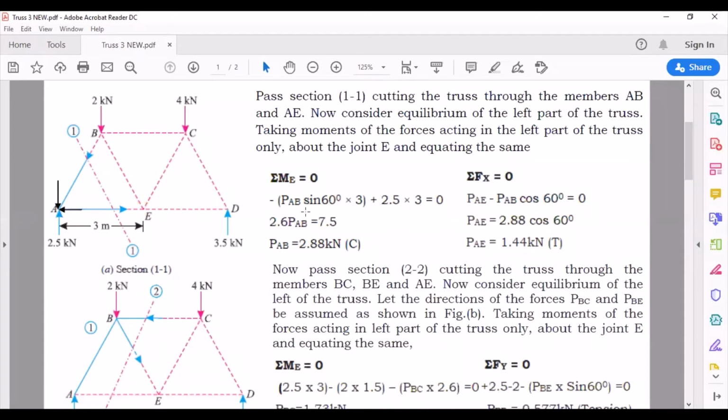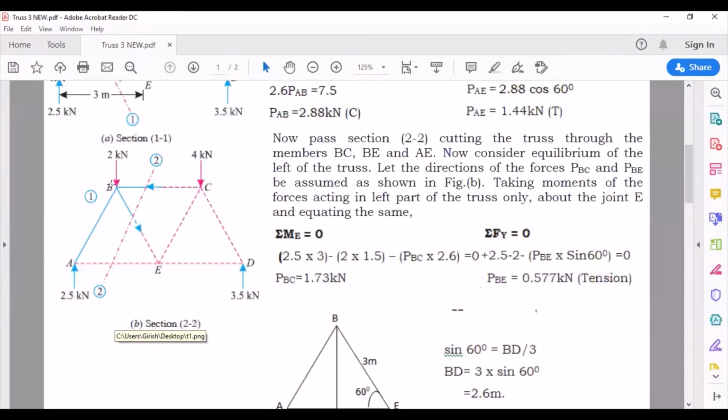Now, next, I will take another section wherein I'll be concentrating on the members BC and BE. I'm interested in member forces BC and BE. Again I'll cut a section. I'll take a section 2-2, wherein it cuts three members.